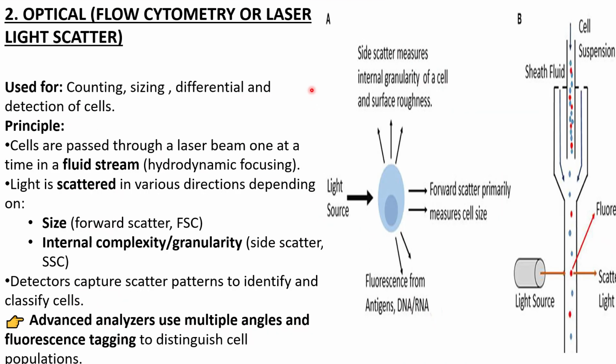There are analyzers that work on optical principles, often called flow cytometry or laser light scatter. This method could be employed for counting, sizing, the differential and the detection of cells. Here, the cells are passed through a laser beam one at a time in a fluid stream, often called hydrodynamic focusing, in which the dilute sheath is ejected through two nozzles at a constant pressure and the cell suspension is ejected through the sample ejection nozzle.